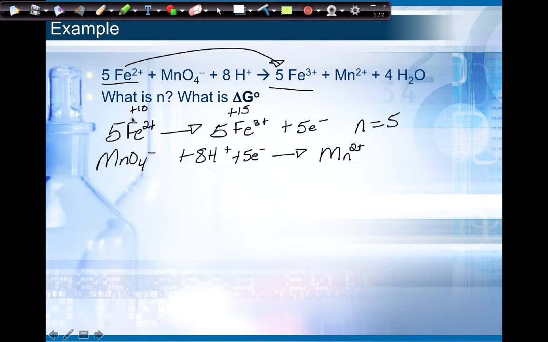So it's asking for delta G now. Well, delta G is equal to negative N times F times E. We have N now. F is a constant, so we just need to get the E cell. When I look at these two reactions right here, this is the oxidation reaction, and I go from a plus 7 to a plus 2 here. This is being reduced, so that's my reduction reaction.